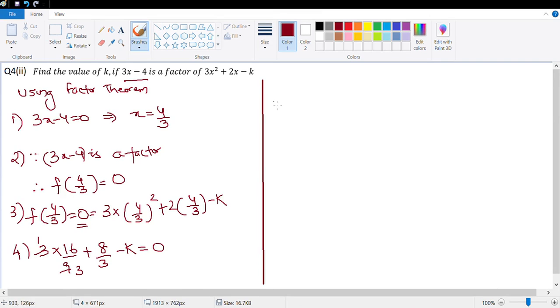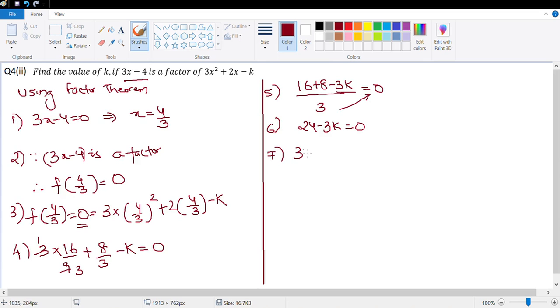So what we have is the LCM is 3. So this is 16 plus 8 minus 3k is equal to 0. 16 plus 8, 24. So 24 minus 3k is equal to 0 because I cross multiplied, which means 3k is equal to 24, which gives us k is equal to 8. So the value of k is 8, then 3x minus 4 will be a factor of the given polynomial. Let's look at the next one.